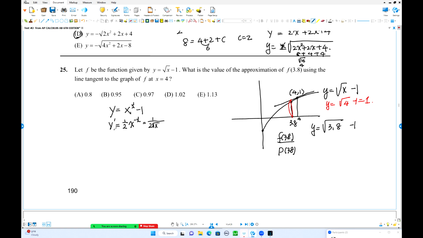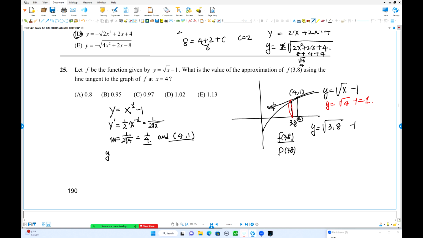What's the slope? The slope is y prime at x equals 4. Put the number 4 there, and the slope is 1 over 4. So the slope of this line equals 1/4. Now we have a slope and a point, (4, 1). Using these two, we can set up the equation of the tangent line.